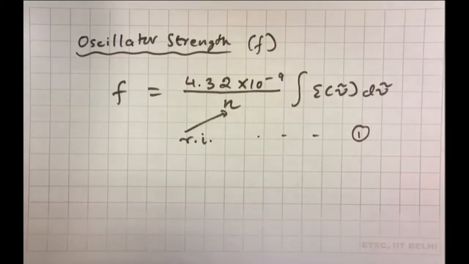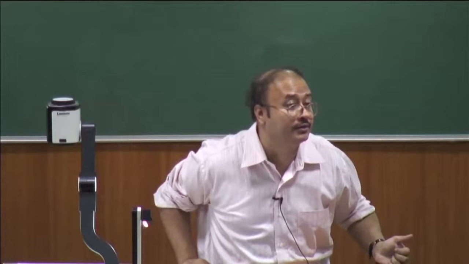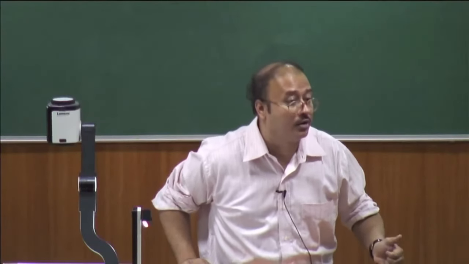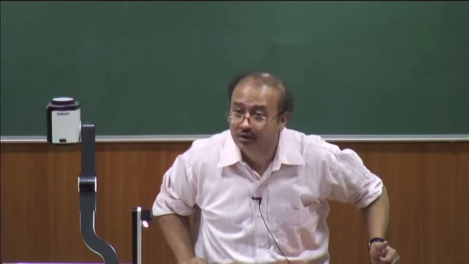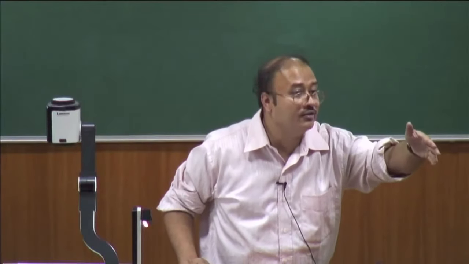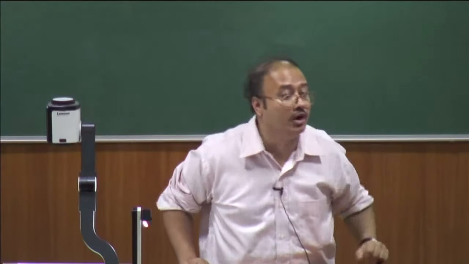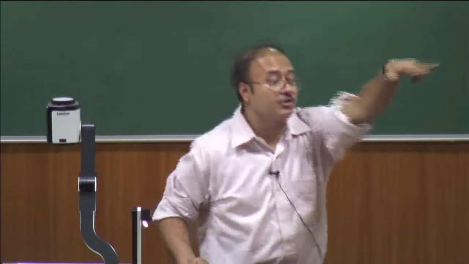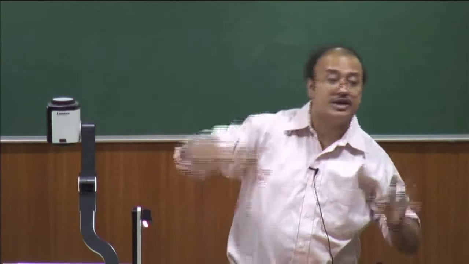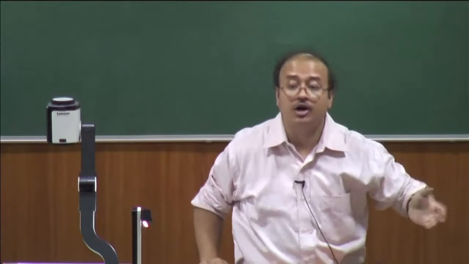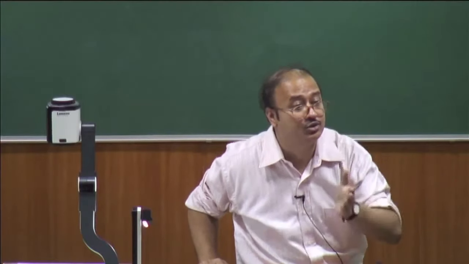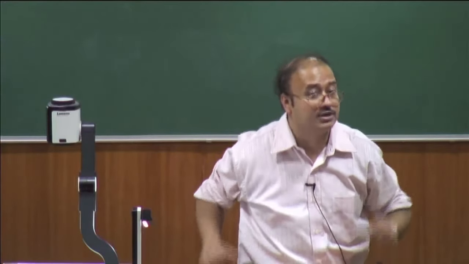And what do you have in the integral? Epsilon is the extinction coefficient, but what units are you expressing it in? Nu bar, that means centimeter inverse, times d nu bar. So this essentially is the area under your whole absorption spectrum. This is how an oscillator strength is related to epsilon, just by this equation.